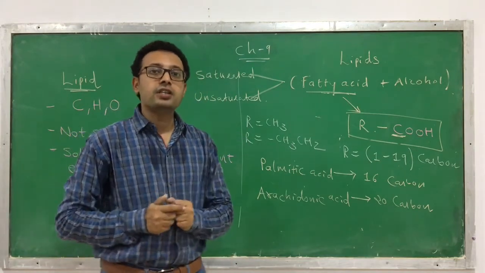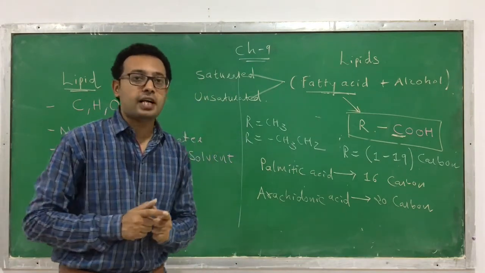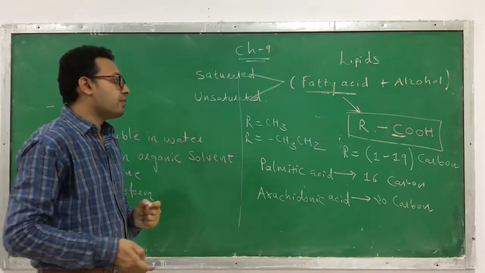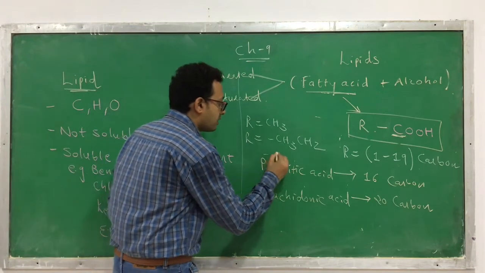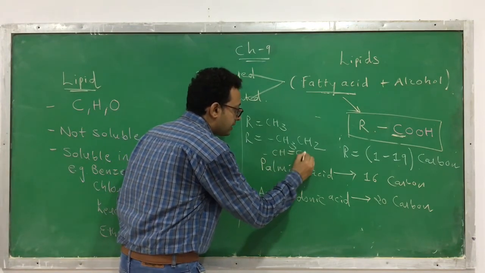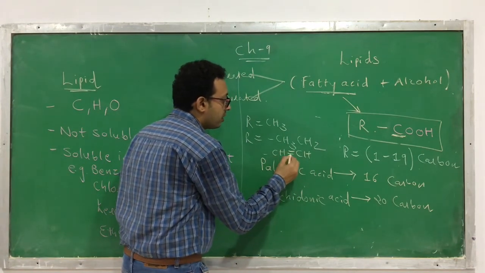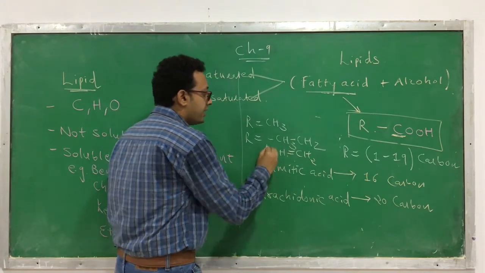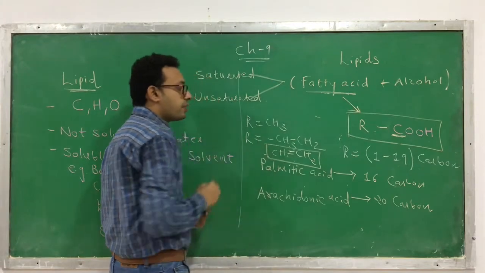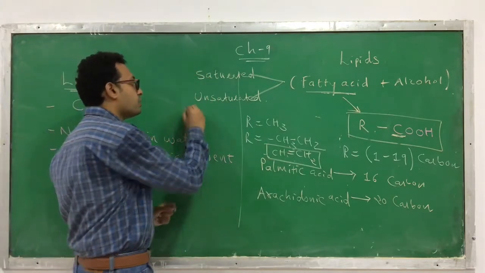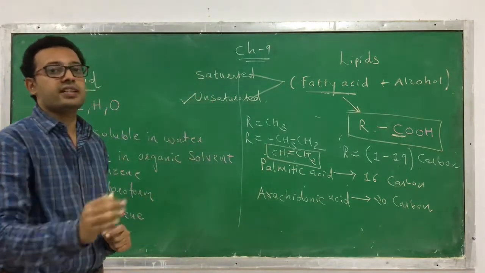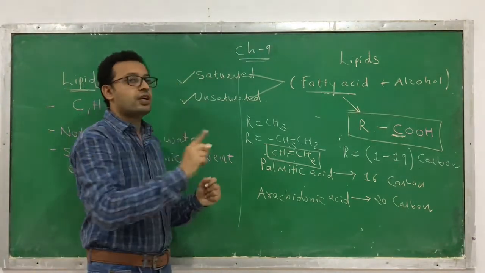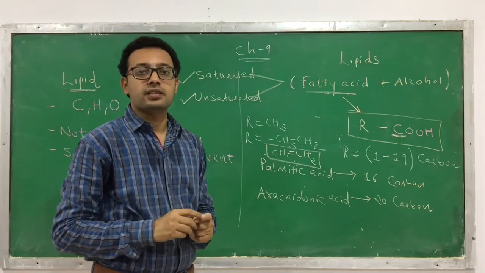So if the long chain of carbon possesses a double bond in between them, like this, CH double bond CH, this is a double bond. Here it's a single bond. If one or more double bonds are present in a long chain, then it is called unsaturated fatty acid. And if the double bond is absent, then it is called saturated fatty acid.